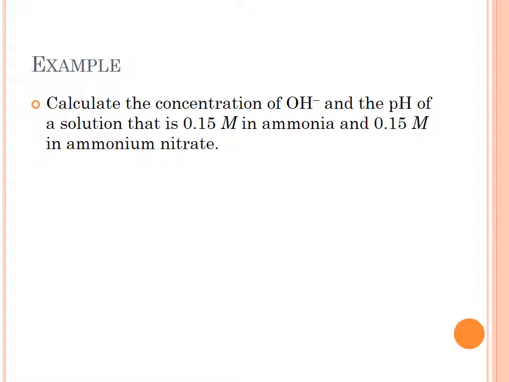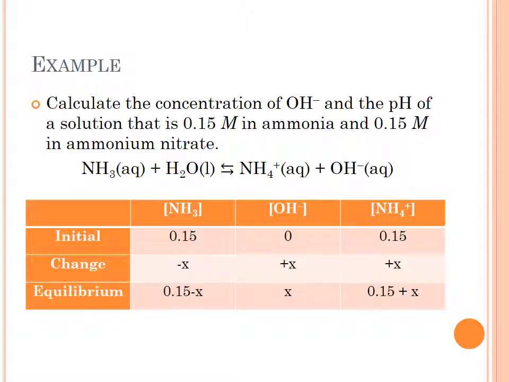So let's look at an example. We calculate the concentration of the hydroxide and the pH of the solution that is 0.15 molar in ammonia and 0.15 molar in ammonium nitrate. This will work very similarly to the previous example, except we're going to get hydroxide instead of hydronium ion or H+. So the ammonia will react with water to form the ammonium ion and hydroxide. We're going to assume that we have an initial concentration of the ammonium ion, very similar to the previous, and you can see the table looks pretty well the same. We start with 0.15 molar ammonia and 0.15 molar ammonium ion.